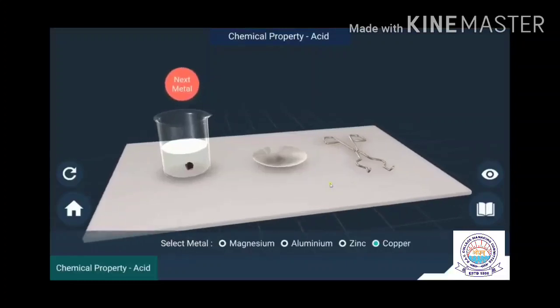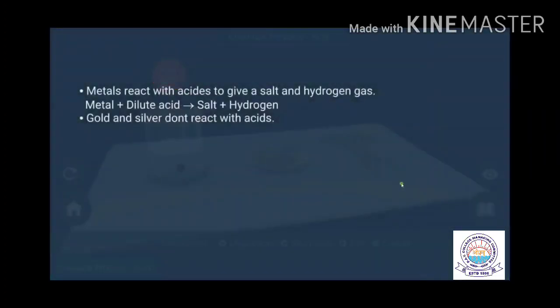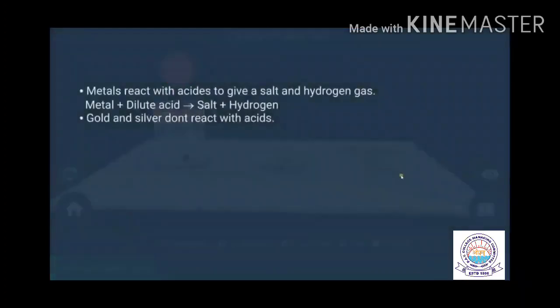From all these cases we have understood that different metals behave differently with acids, and we have done the experiment to prove that also. The metals which can displace hydrogen more vigorously will react more quickly, of course. Here it is written: metal plus dilute acid gives salt plus hydrogen. Gold and silver do not react with acids because they are much more inactive. Write down all these things.